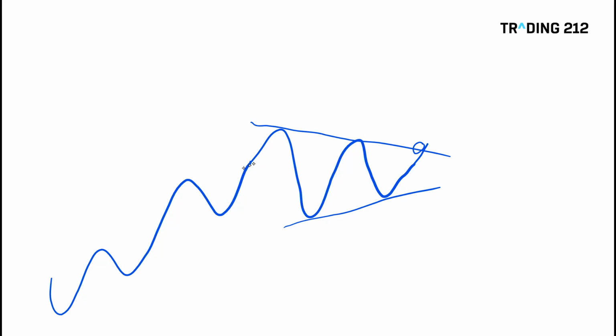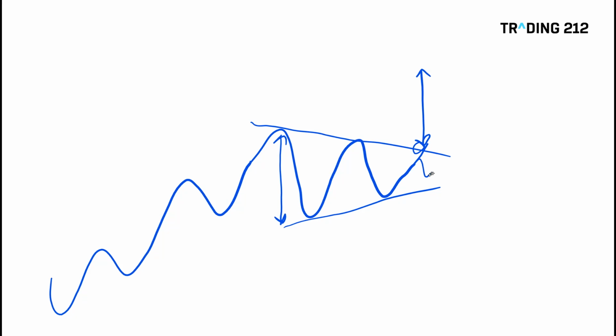And when it comes to targets, the textbook way is the height of the pattern at its base projected up from the breakout point. So if we see a market going sideways in a narrowing range, that's our triangle, and the break here is the signal to trade.